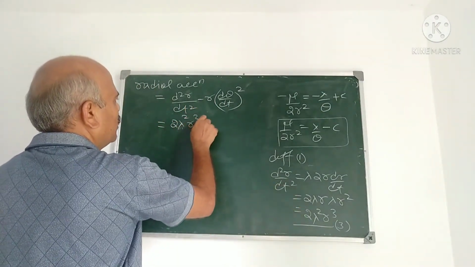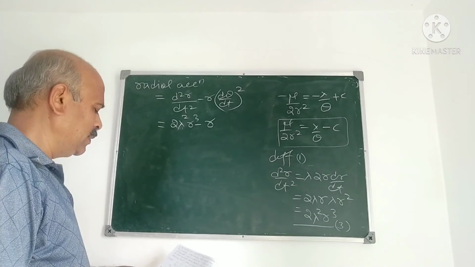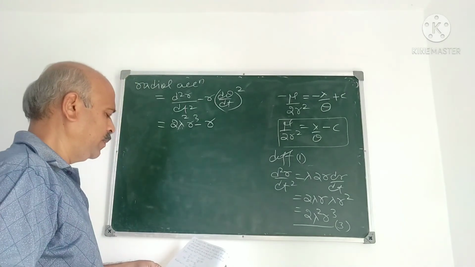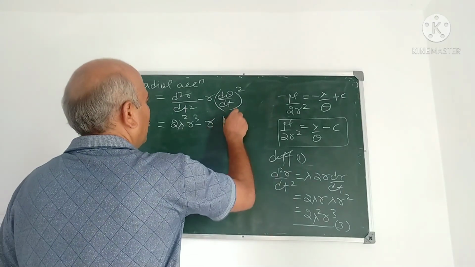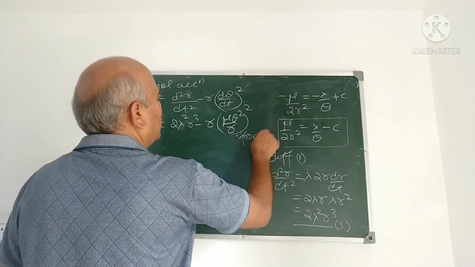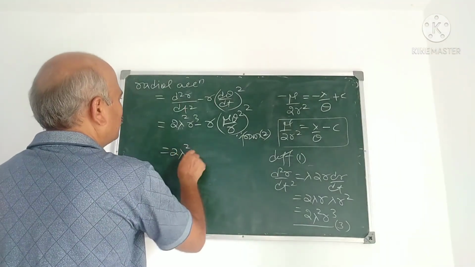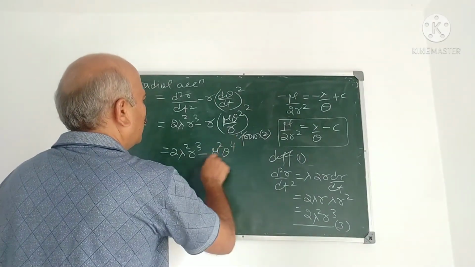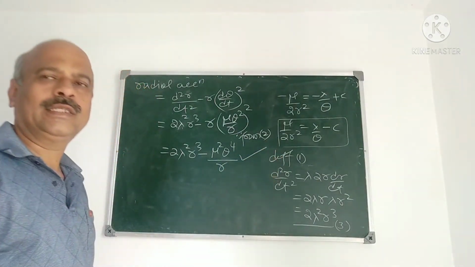2 lambda square r cube minus r into what is d theta by dt? d theta by dt is from expression 2. It is given d theta by dt is mu theta square by r. This is squared, because from 2 I have taken d theta by dt. So it is 2 lambda square r cube minus mu square theta raised to 4 divided by r. This is the expression for radial acceleration.